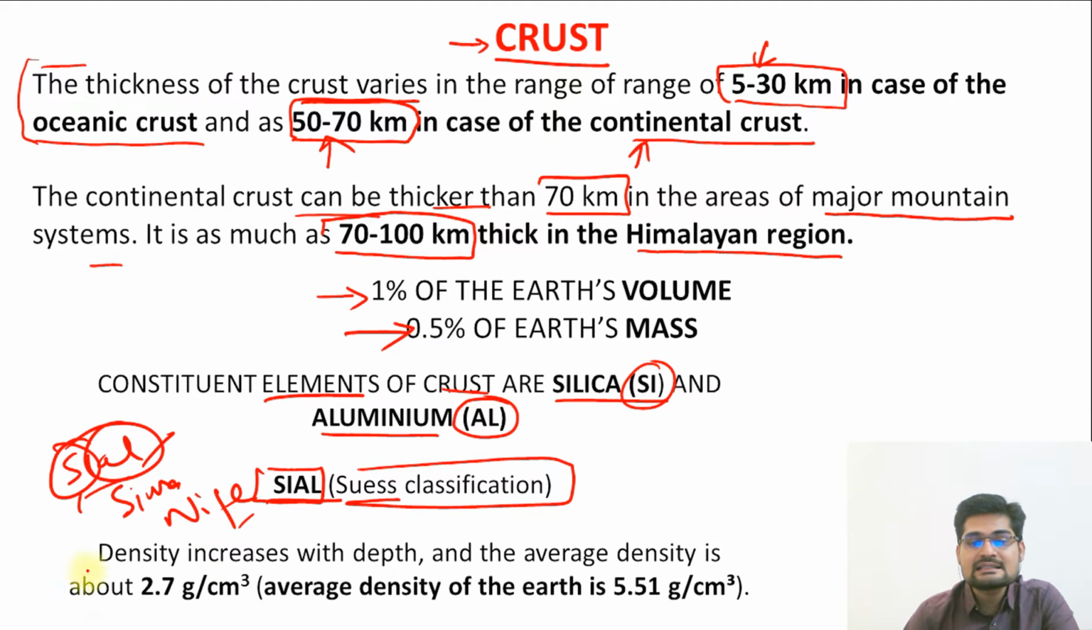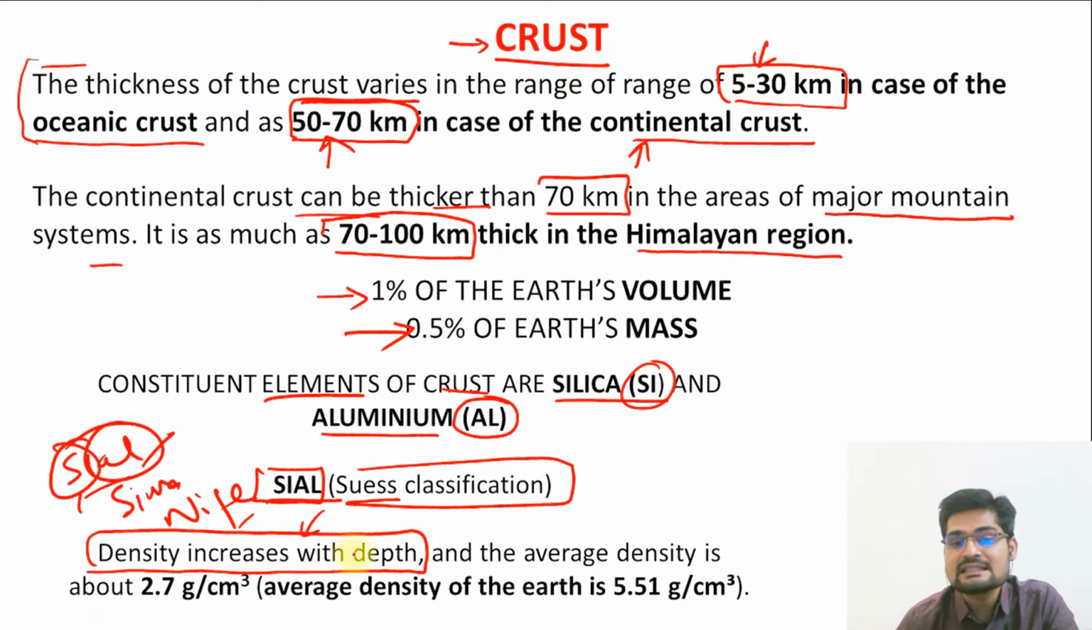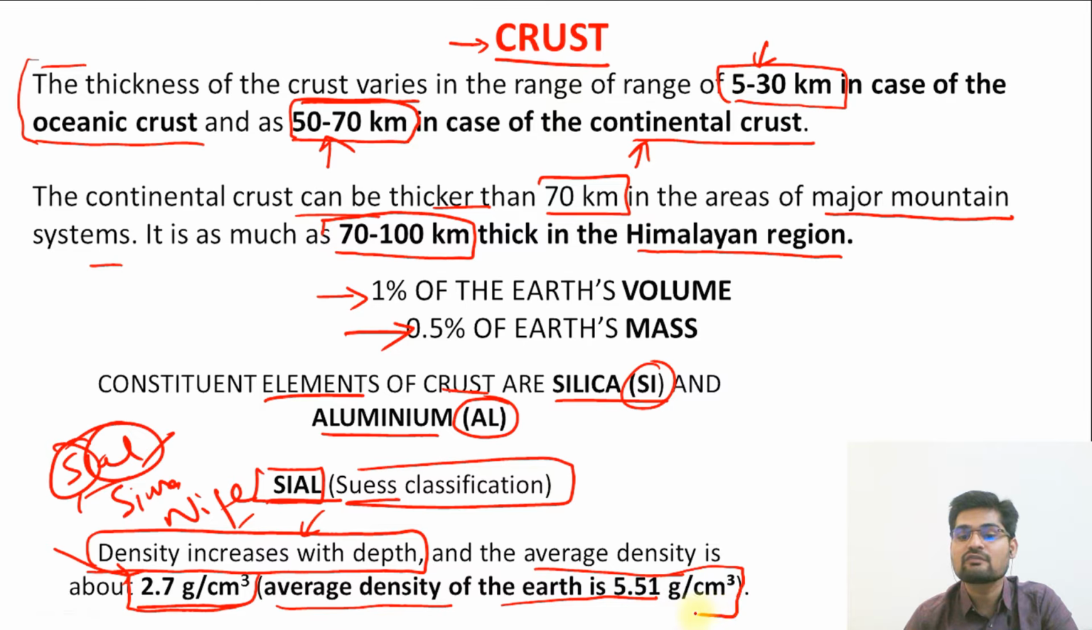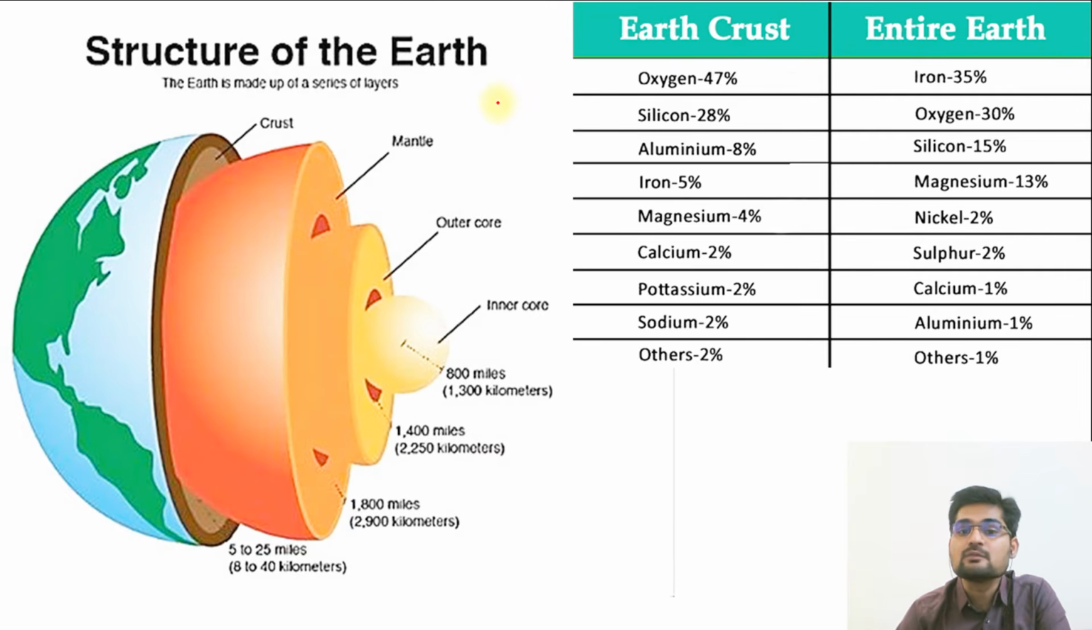And here density increases with depth. Now remember this particular line: in the crust, the density increases as we go in depth. The average density is about 2.7 gram per cubic centimeter. So this is a fact to remember. And the average density of the entire Earth is 5.5 gram per cubic centimeter. Now let's observe certain more facts and figures related to Earth's crust and also the entire Earth comparison.